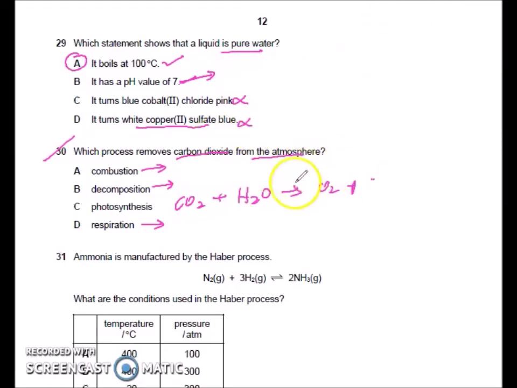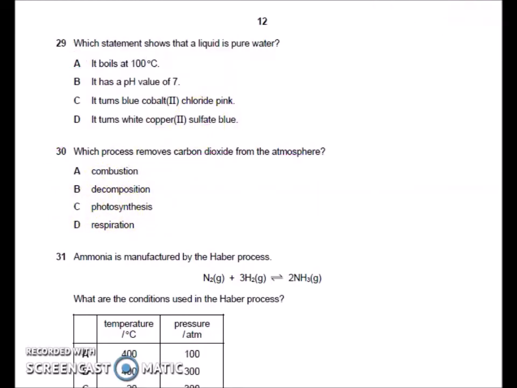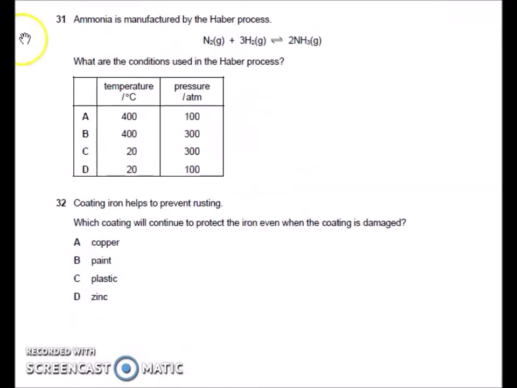So here they'll produce oxygen and also starch. Okay, so this is the product here. This is the reactant. It will be used in photosynthesis. So your answer is C. Okay, so now we'll move on with number 31.